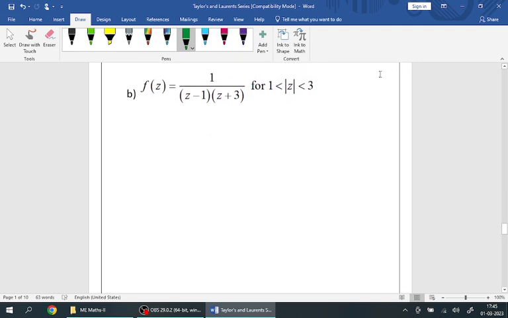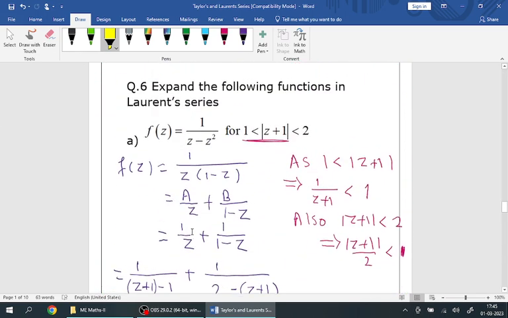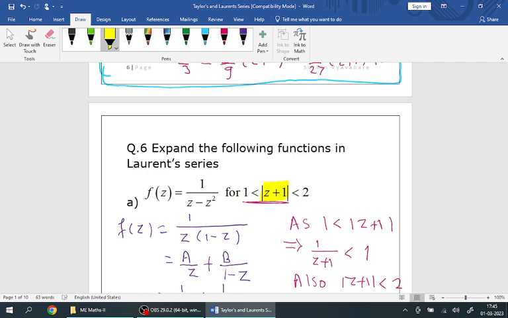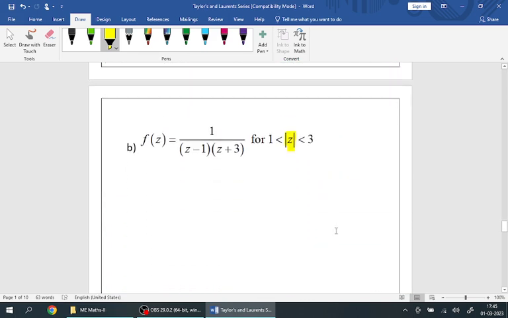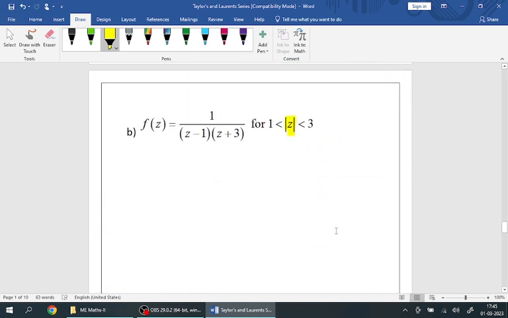Okay. So this series will be in the powers of, obviously, in the powers of z now, because mod z is given. Previous examples were given in mod of z plus 1, so it was in the power of z plus 1. So next we get the series in the powers of z. Only we have to check whether we get Taylor's or the Laurent's. It depends on the situation.